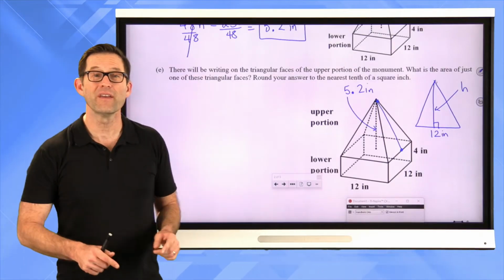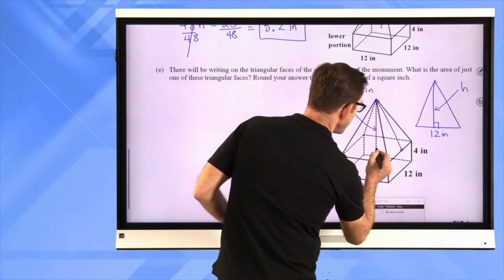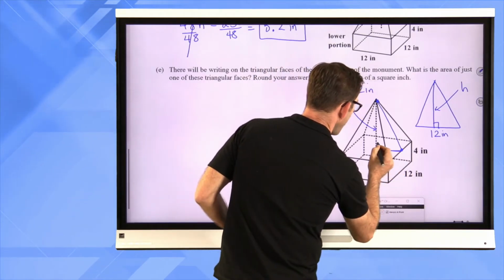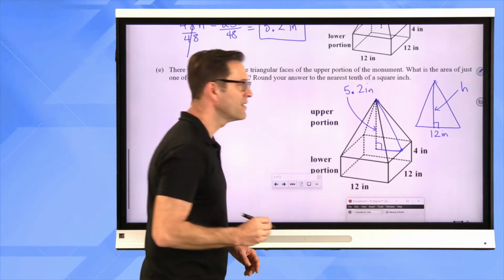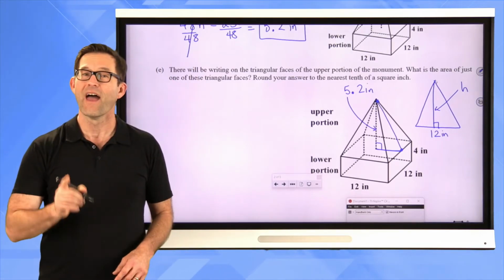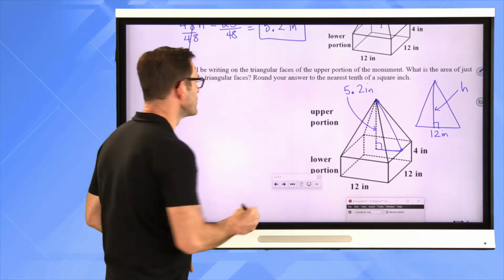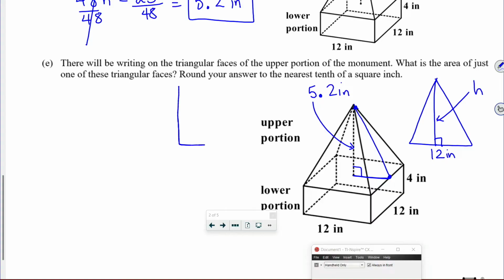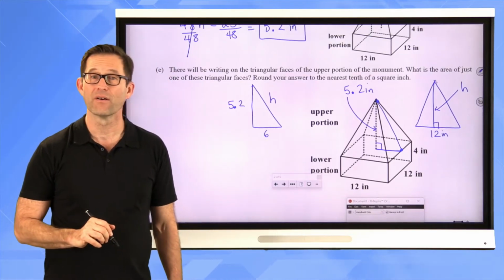Well, here's the real key. If I connect these two with a line like that, that is a right triangle, and I know everything I need to know about that right triangle. That right triangle looks a little bit like this. This is 5.2. This is equal to 6. And that is equal to that height that I desperately need to calculate the area.